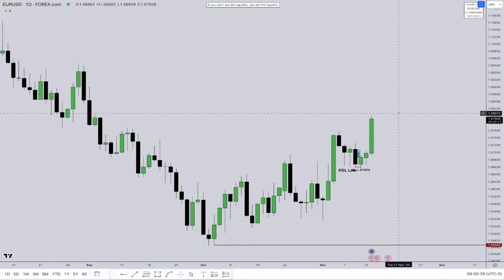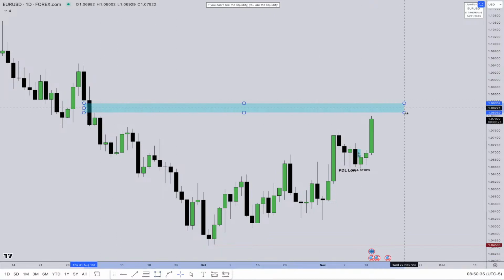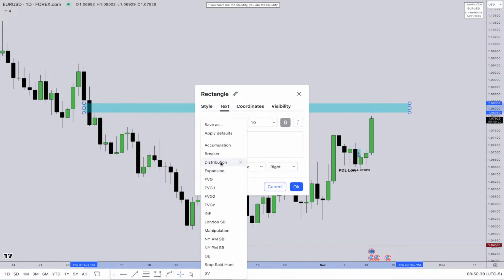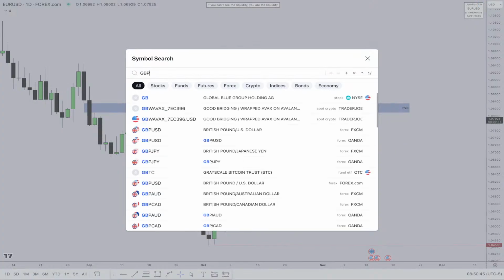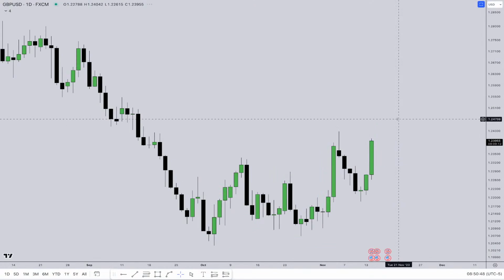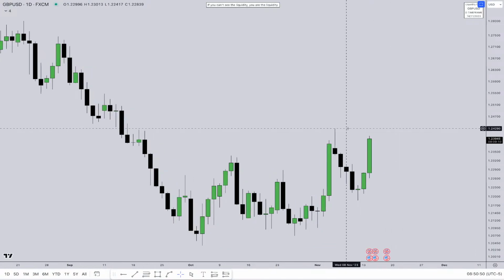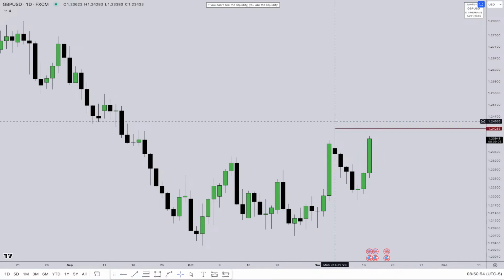As you can see, we have here a fair value gap. We need to keep watching, as price can reach to it. Pound USD, we still have the buy side liquidity. You can see that pound is a bit weaker now to the upside.